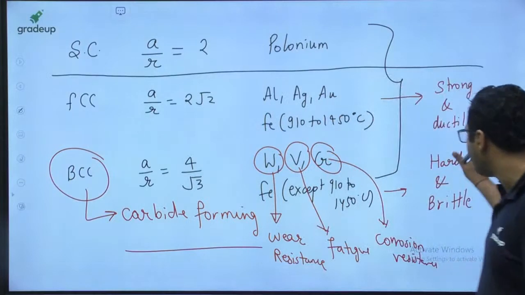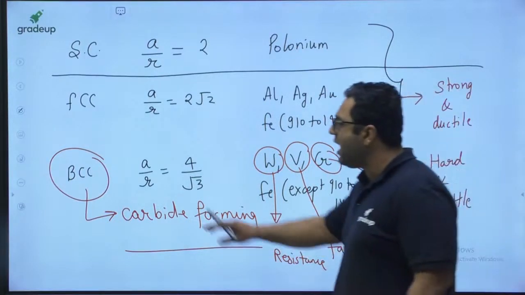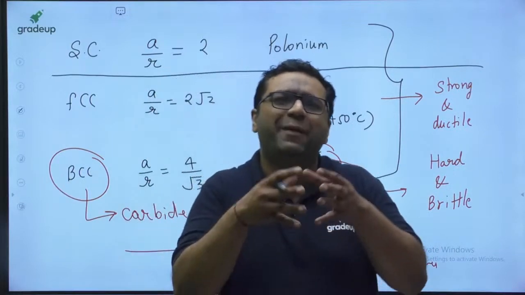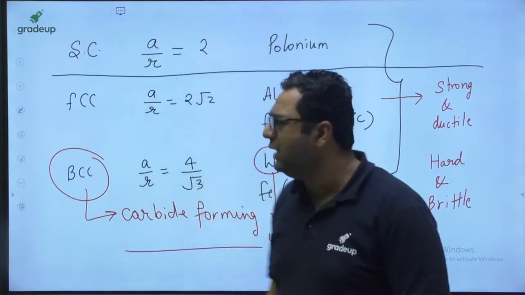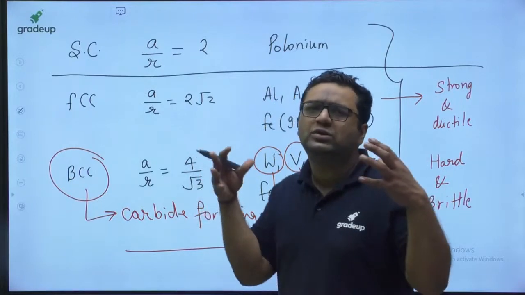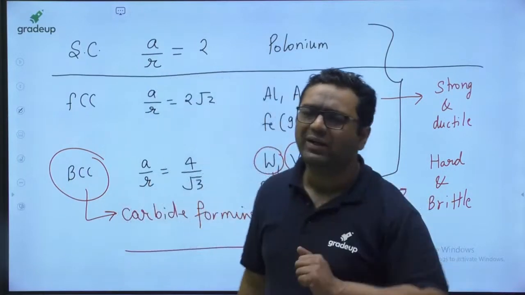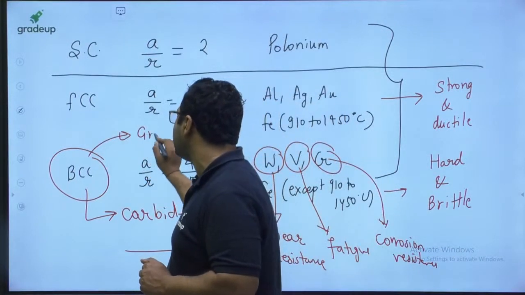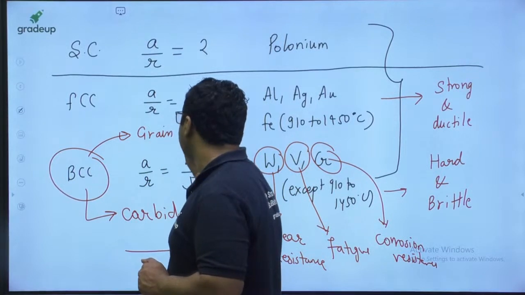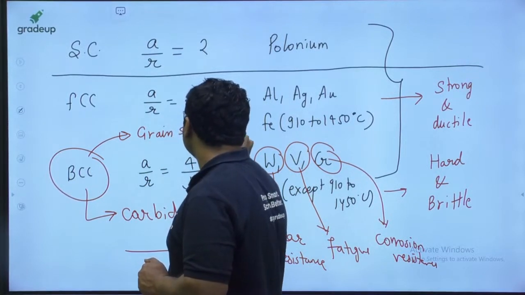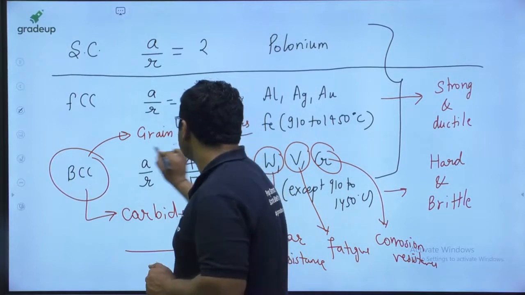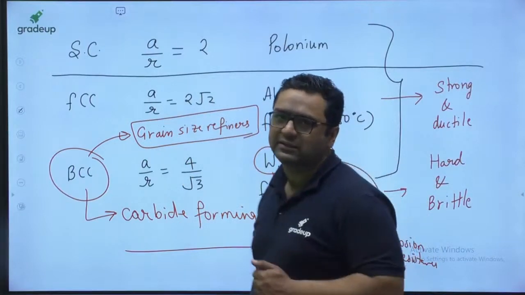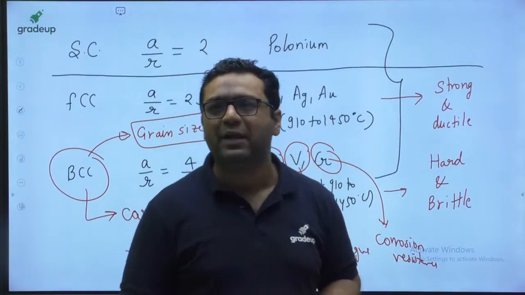As BCC elements are hard and brittle, if they are added into FCC material, they do not allow FCC to expand much, and because of that, my dear, they reduce the grain sizes. I will tell you what grain size is. Because of this, BCC elements are said to be grain size refiners. This is a very, very important point, guys. This question is even asked in interviews: why are BCC elements said to be grain size refiners? And this question can be asked of students from any branch.